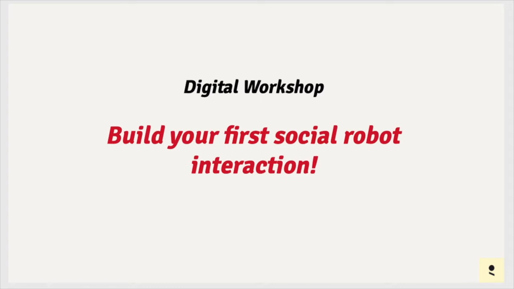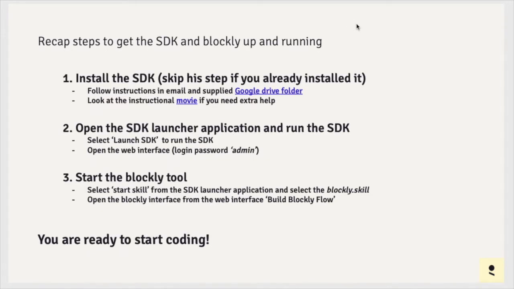In this workshop, we will assume that you already have the virtual Furhat up and running. But let me just recap the steps to get the SDK and the Blockly that we will be using up and running. So we also have instructional videos on our YouTube channel where you can follow step-by-step instructions to first then install the SDK launcher. Open the SDK launcher and run the SDK or run the virtual Furhat. And then finally start the Blockly tool that we will be using.